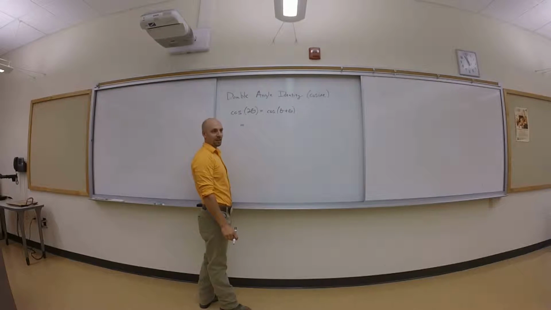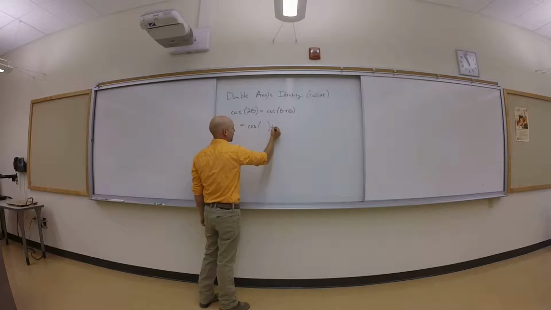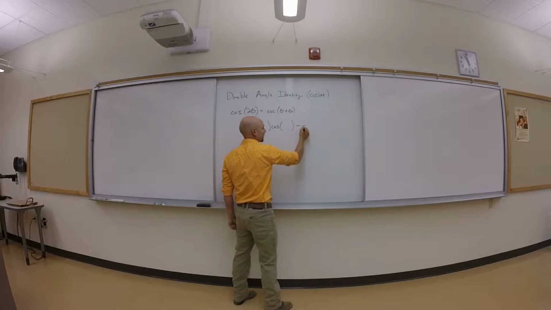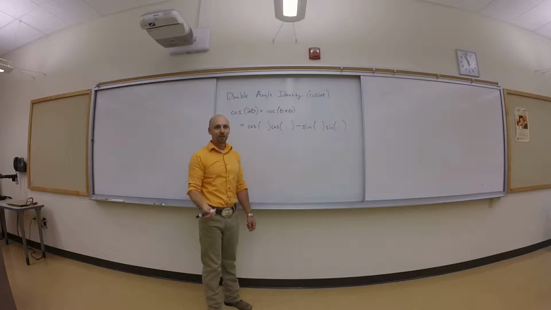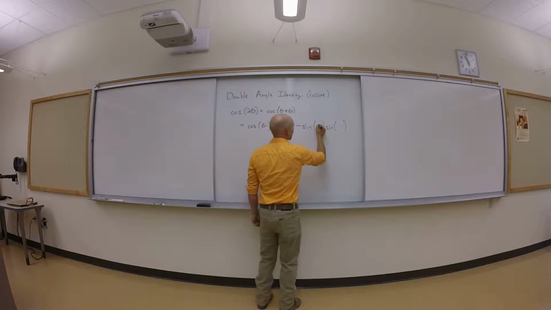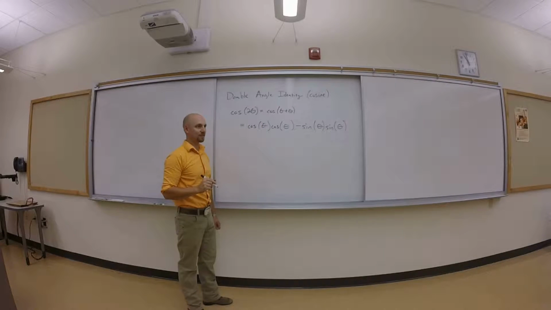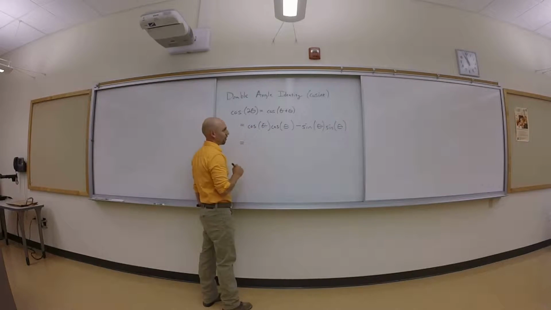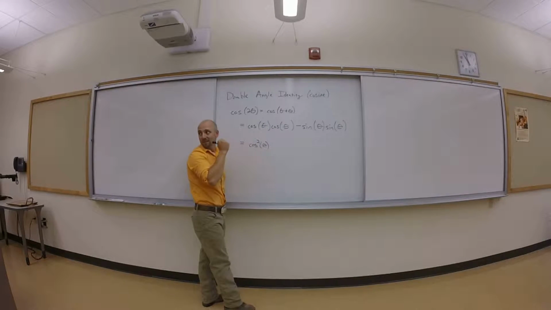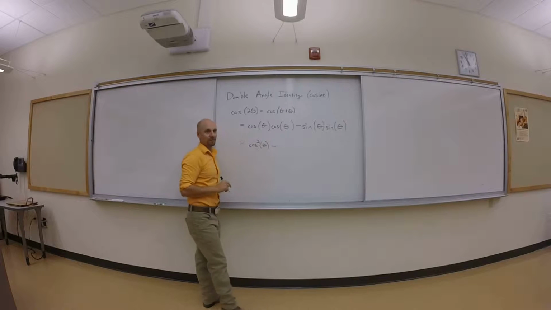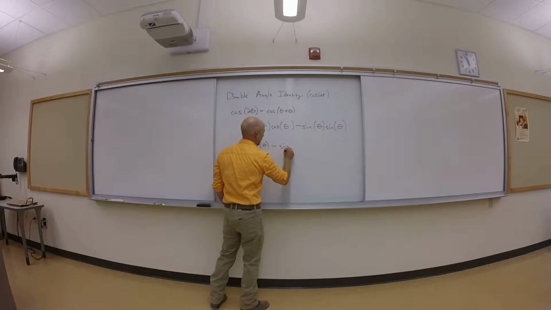So what's the sum of angles identity for cosine say? Cosine of the first thing, cosine of the second thing, minus sine of the first thing, sine of the second thing. Yes? All the things in here are theta, right? You guys all see that? So this is cosine squared of theta. Okay, see that? I'm multiplying these. Minus sine squared of theta.